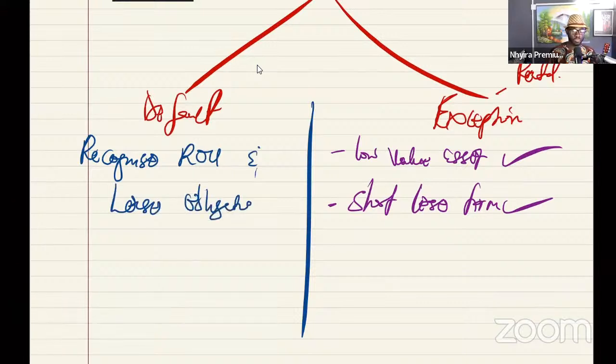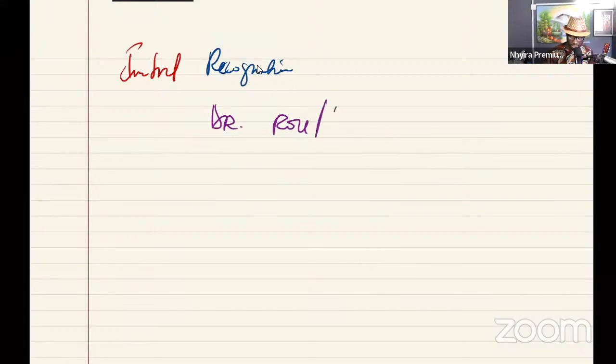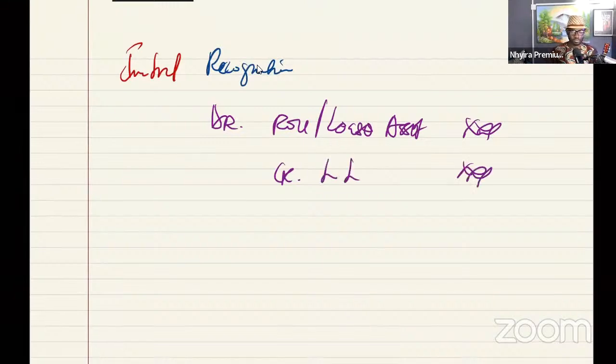So that is the default approach. We recognize an asset and also recognize a liability at the same time. That leads us to the initial recognition. Simple: we will debit right of use assets or leased assets, depending on whatever choice of words you want to use. And then you credit the lease obligation, the lease liability. But then the figures may be different.